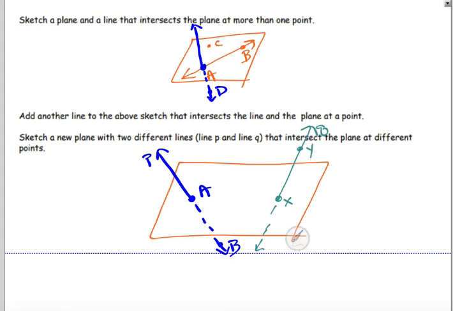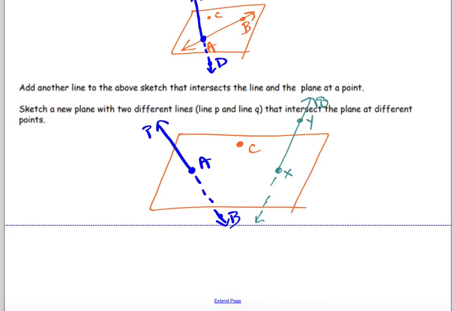And now I'm going to throw another point inside the plane because I want the plane to have 3 points. So it has A and X, and we've already got, just going to add a C. I don't think I used C yet. So there we have 2 lines that intersect the plane at different individual points, and we named them P and Q like they said. We made sure each line had 2 points on it. The plane has 3 points in it.